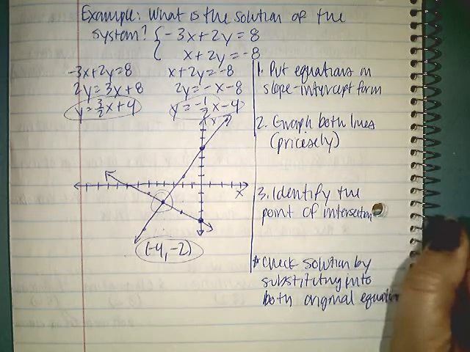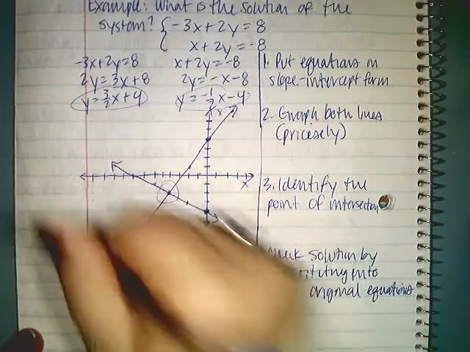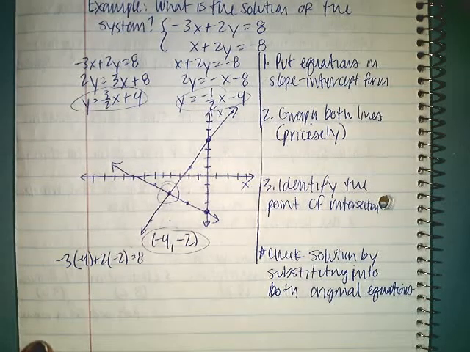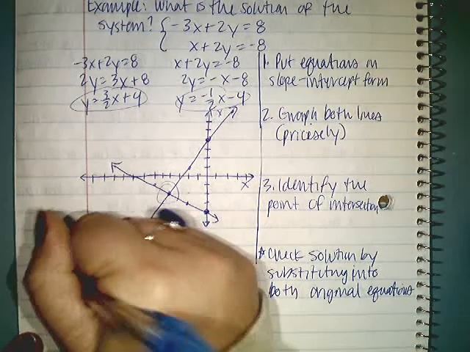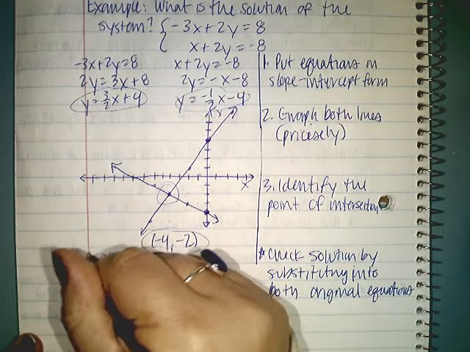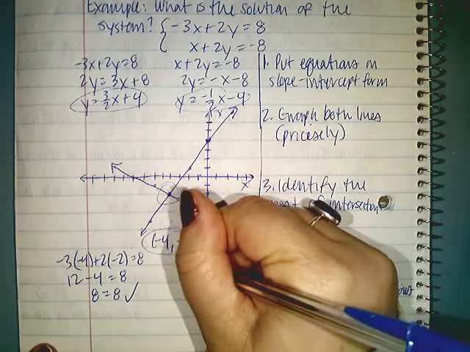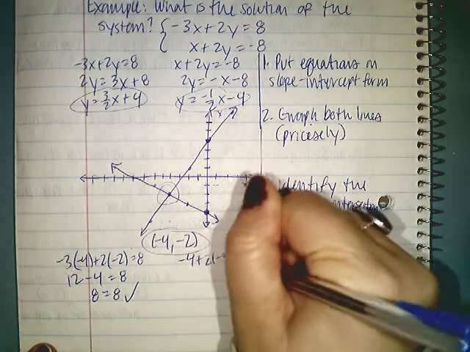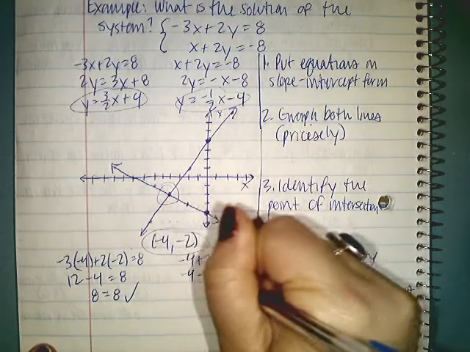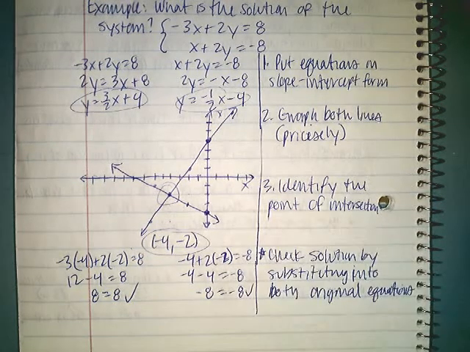So just to make sure we did this correctly, since we're not using graph paper, I'm going to practice that. So I have -3 times -4 plus 2 times -2 equals 8. So we'll see if this works. -3 times -4 is positive 12. 2 times -2 is -4. 12 minus 4 is 8. So that one indeed works. If I try it on the other one, I have -4 plus 2 times -2 equals -8. -4 minus 4, and that is indeed -8. So that one works out.